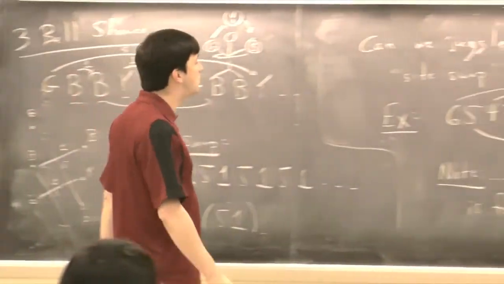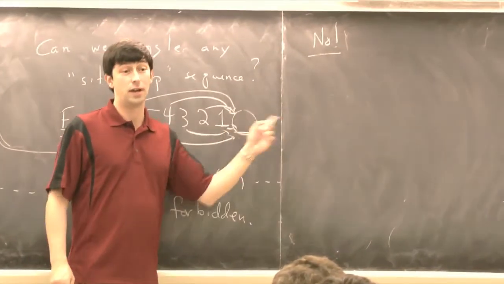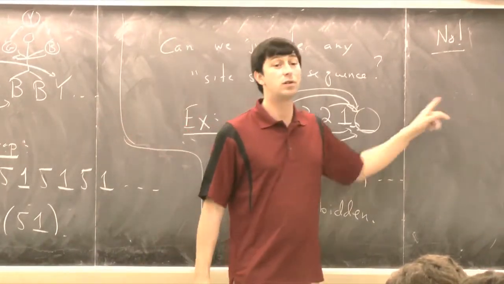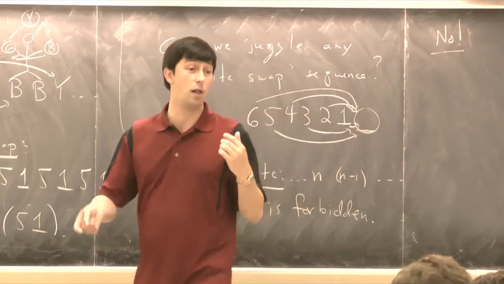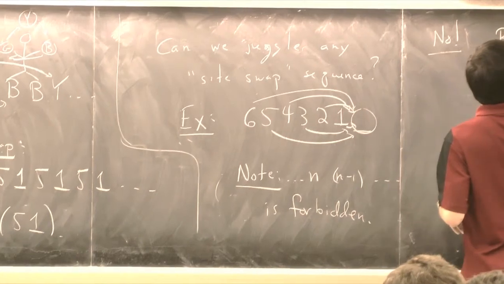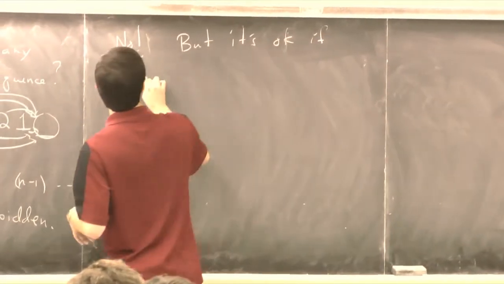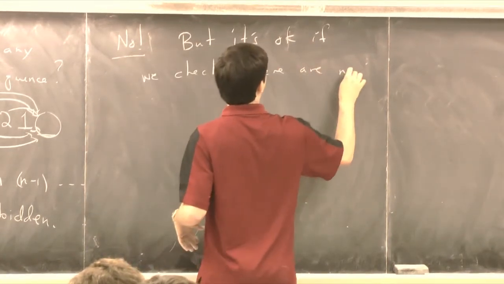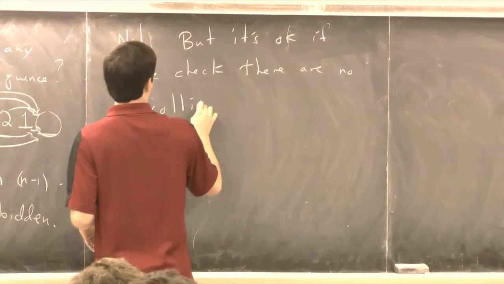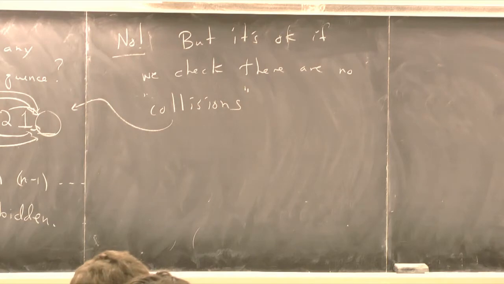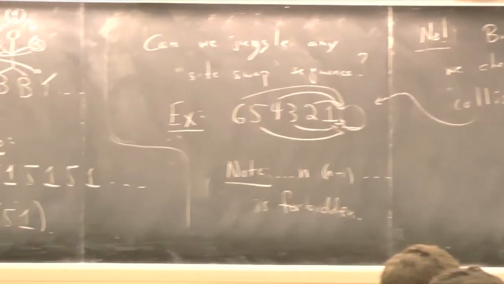So it takes actually a little bit of work to figure out when a sequence is juggleable. You make up a sequence of numbers. What you need to check is there are no collisions of this kind. If there are no collisions, then that means that every ball is going to come down at a different time. And by the pigeonhole principle, that means you'll be throwing a ball at every time. So we check there are no collisions. That's our first mathematically precise statement.